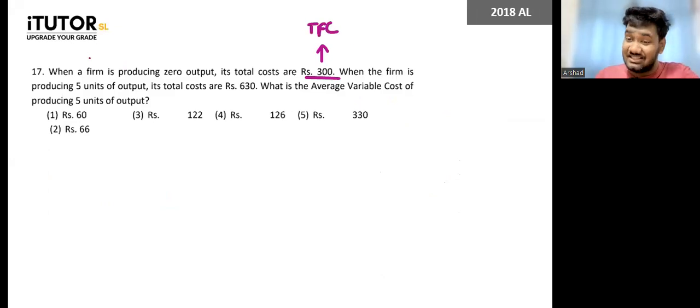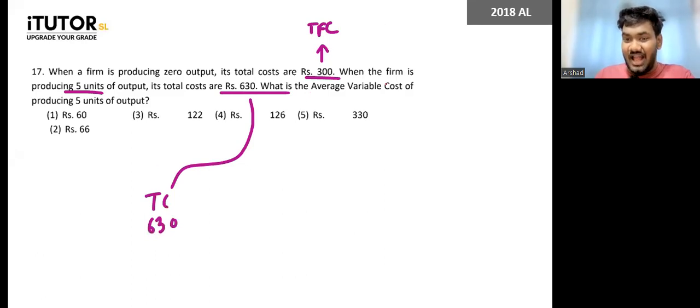0 output cost. When the firm is producing 5 units, total cost is 630. Now, very easy, guys. Their total cost is 630. They are asking you average variable cost. So can you tell me from this total cost, how much is the fixed cost? How much is the variable cost? Tell me that first.